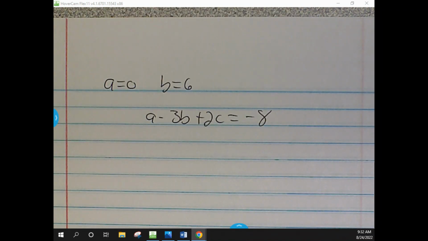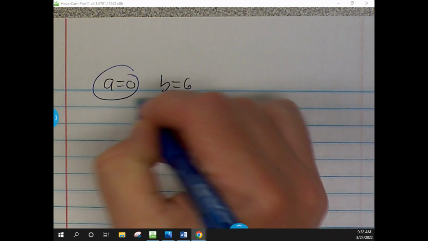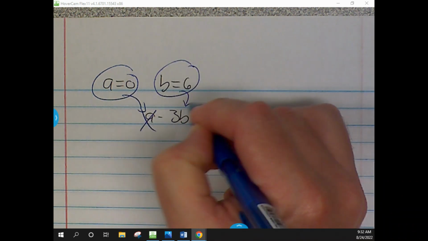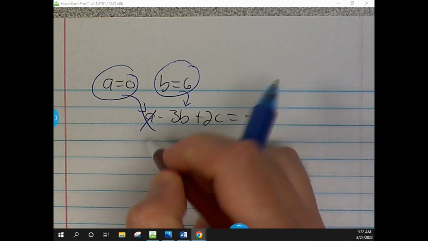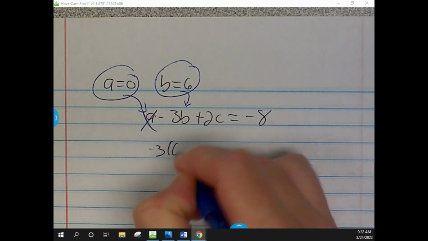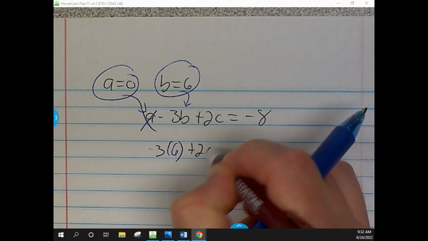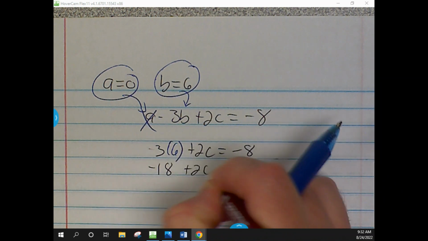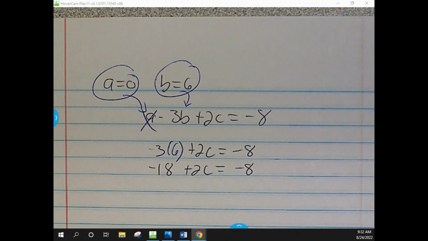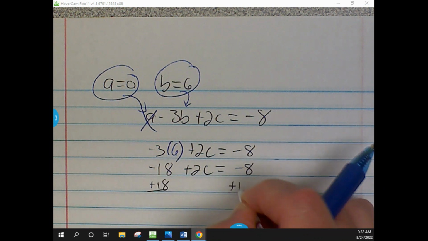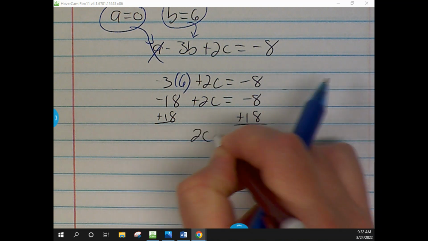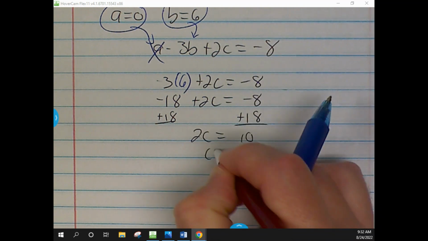Okay. So with this one, we're plugging in these two numbers. All right, so a is equal to 0. Plug it in, which is easy because it knocks that out. b is equal to 6, so that's -3 times 6 plus 2c equals -8. So that's -18 plus 2c equals -8. We're going to add 18 to both sides. We're going to scoot that up so you can see it. So that's 2c equals 10. So finally, we get that c is equal to 5.